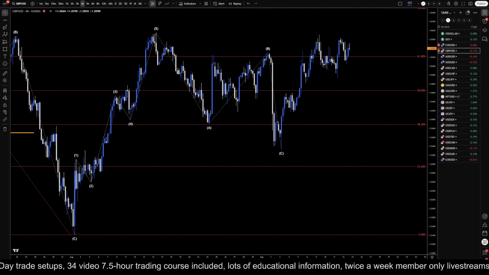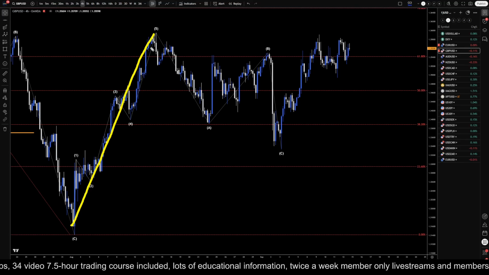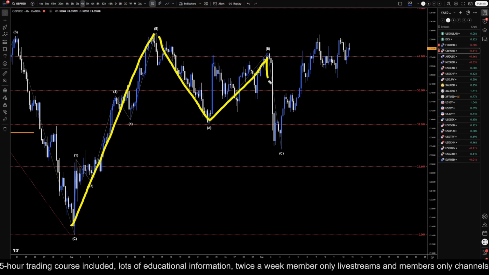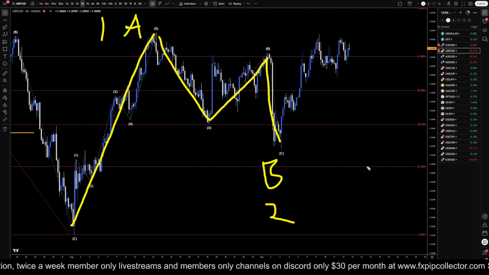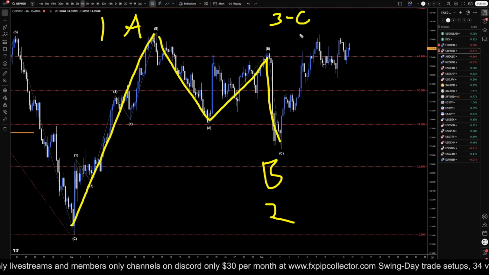Going down to the 4 hour time frame, we definitely have a nice five-wave impulsive move up. We definitely have a nice one, two, three-wave pullback. So obviously this is either an A or a one. This is a big correction for either a wave B or a wave two. We are definitely now in what I would say is either a wave three or a wave C.